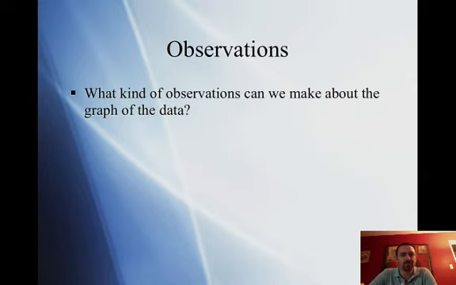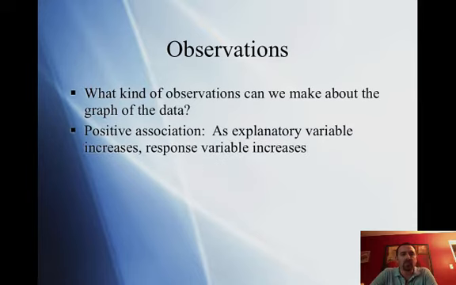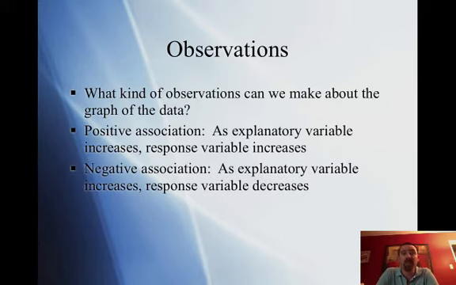Here are some observations we're going to try to make. What kind of observations can we make about the graph of the data? First of all, positive association. What does that mean? As the explanatory variable increases, so does the response variable. Negative association says that as the explanatory variable increases, the response variable decreases. So positive association basically means we're going up, and negative means we're going down as we read left to right.